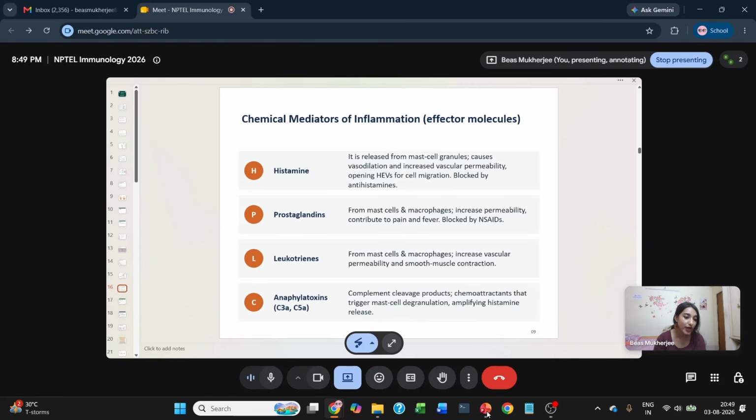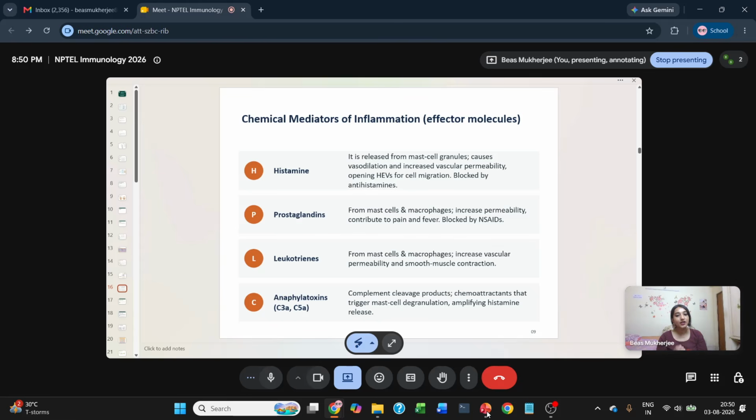Then we have leukotrienes. Leukotrienes are also released from mast cells and macrophages. They increase vascular permeability and smooth muscle contraction. Then we have anaphylotoxins, which are complement cleavage products. So let's say there is this protein called C3. This cleaves into C3a and C3b. Both of these have different functions. C3b has a different function, and C3a has a different function.